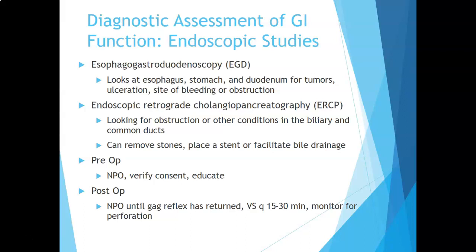An ERCP will help identify obstruction and other pathologic conditions in the biliary and common ducts. It can also be used to remove stones, to place a stent, or to facilitate any bile drainage. Endoscope is passed through the mouth into the duodenum with the use of fluoroscopy. A cannula is then positioned in the common bile duct and a contrast medium is injected. Radiographs are taken at that point, and if an obstruction is found, interventional procedures may be performed. So it's a pretty cool thing.